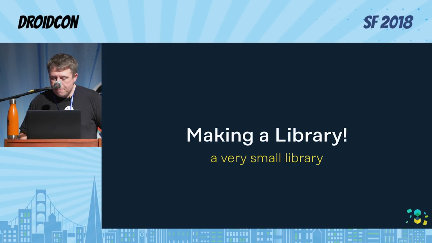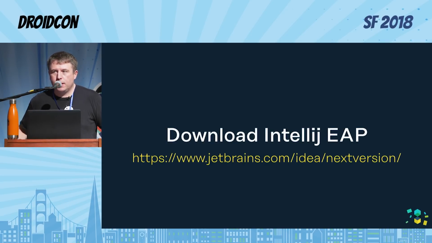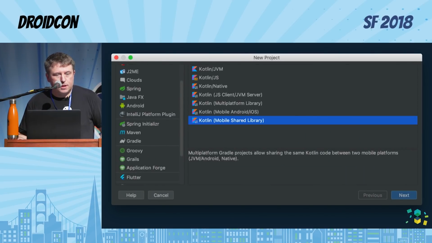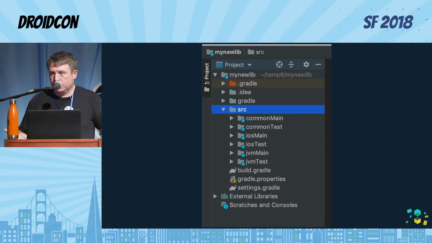So first thing, download IntelliJ EAP. Eventually you can download Android Studio, but right now it's just easier. Go get EAP. And in recent versions, they've added these templates, so you can just do new project, and they have all these wonderful new things that come right out of the box. So just go Kotlin Mobile Shared Library, and it gives you basically three source sets: Common, iOS, JVM. Pretty straightforward, and they have main and test of both, right?